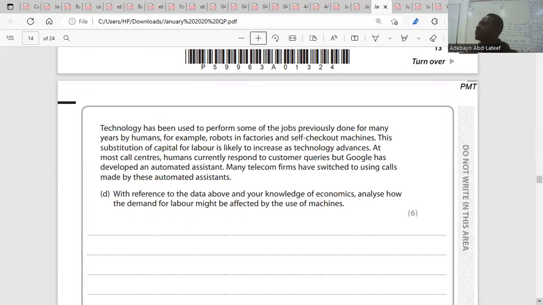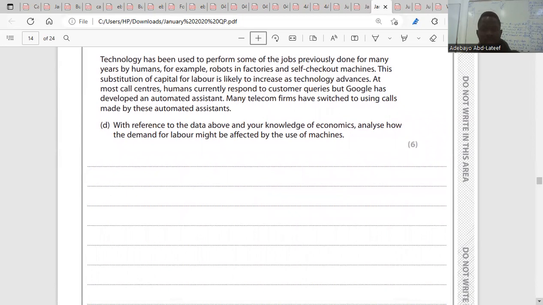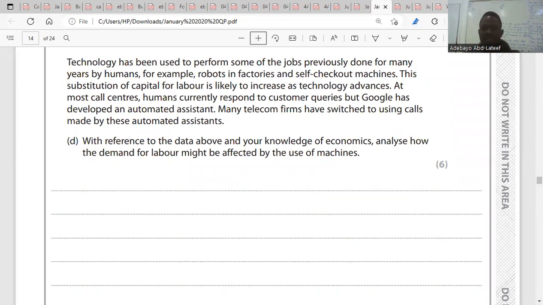Technology. This substitution of capital for labor is likely to increase as technology advances in almost all sectors. Automated assistants. Telecom companies have switched to handling calls using these automated assistants.